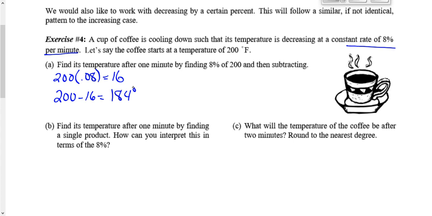Now, let's think of this a different way. So for part B, you know how on the other page we're doing 1 plus the rate for the increase? Well, think of it this way. If something decreases by 8%, how much remains? 92%. You get that? If something decreases by 5%, how much of it remains? 95% remains, right?